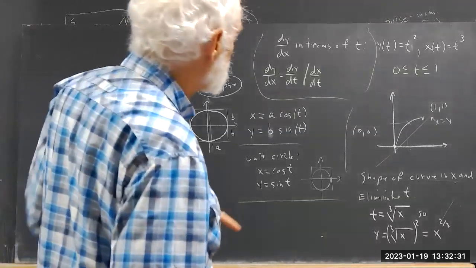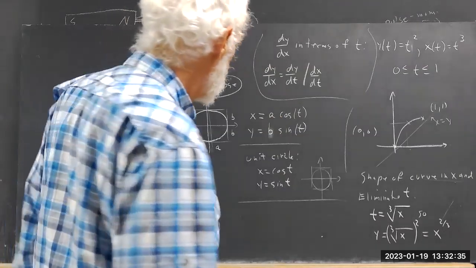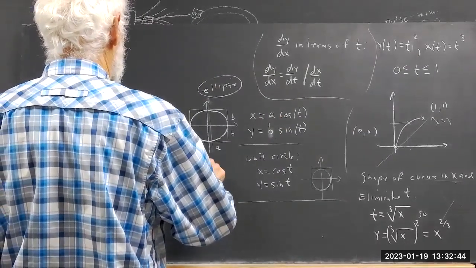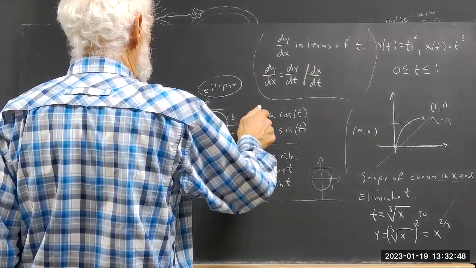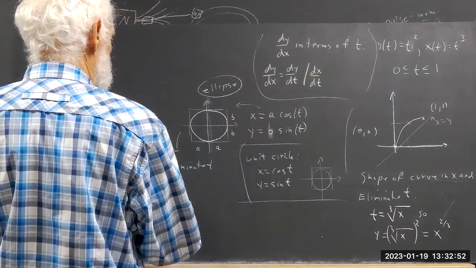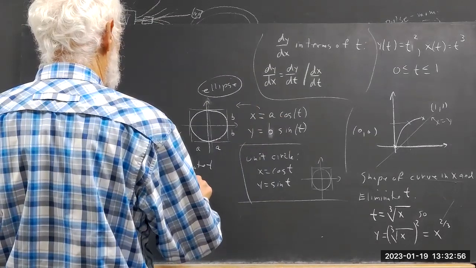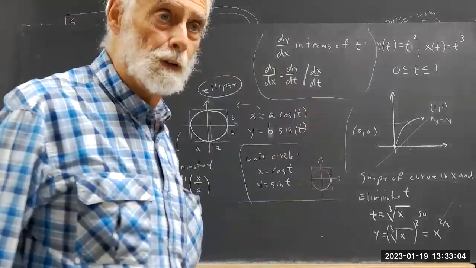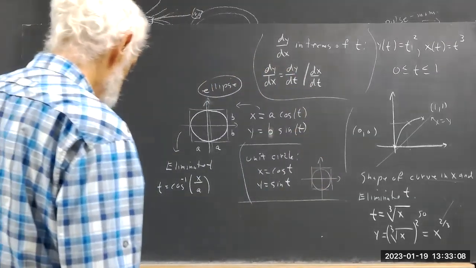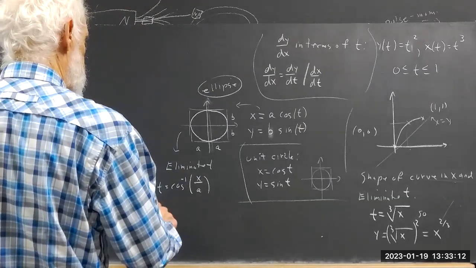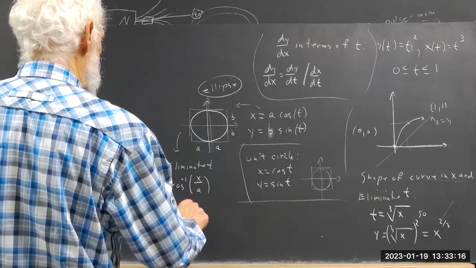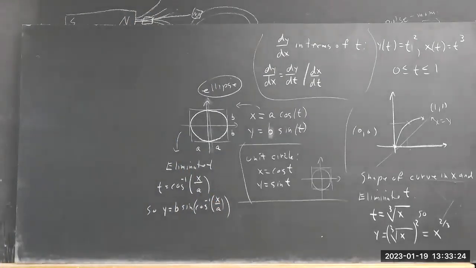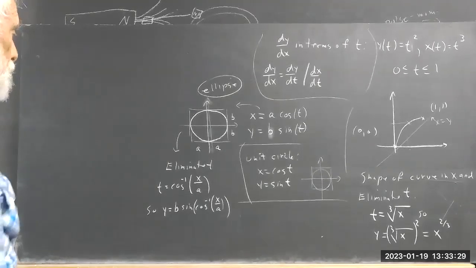Okay, now what happens if you eliminate t? Divide by A, do the inverse cosine, you get the inverse cosine of X over A. So Y equals B times the sine of the inverse cosine of X over A. So what's the inverse cosine of X over A?